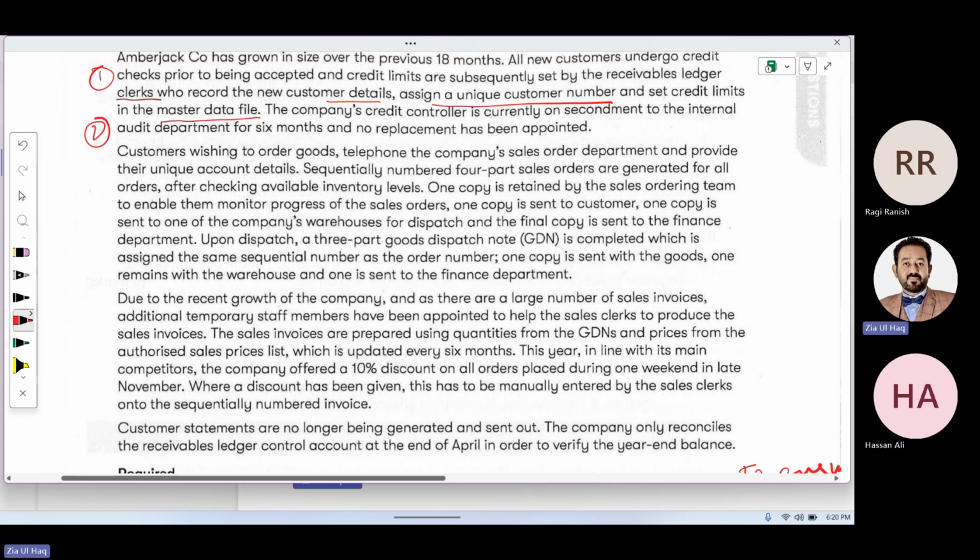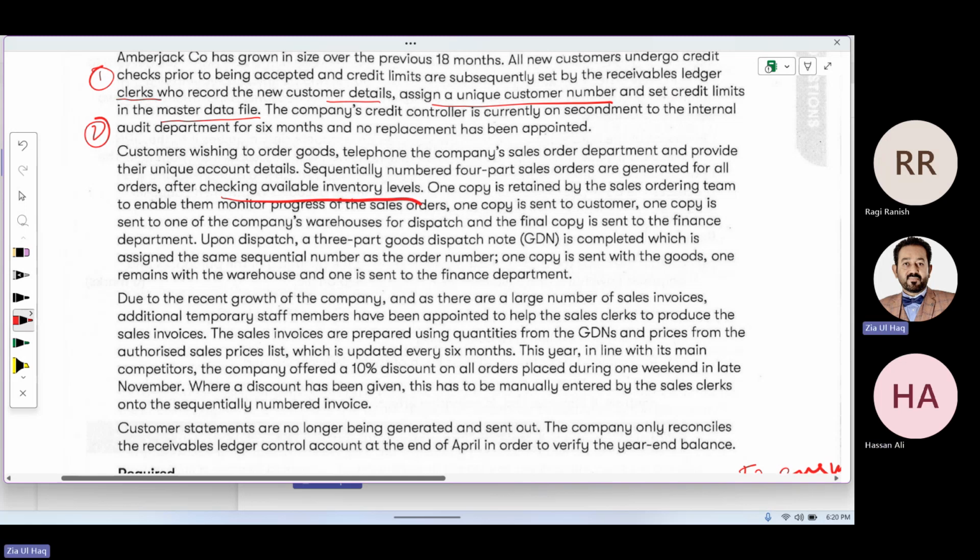One the ordering department retains for themselves. One they send to the warehouse. While sending goods, they should compare the GDN with the order, and one copy they send to the finance department. So while preparing the sale invoice, they can compare with the sale order. But you have just checked the stock availability.